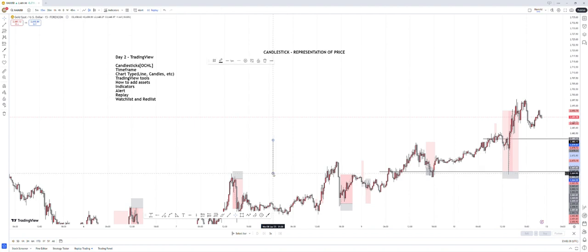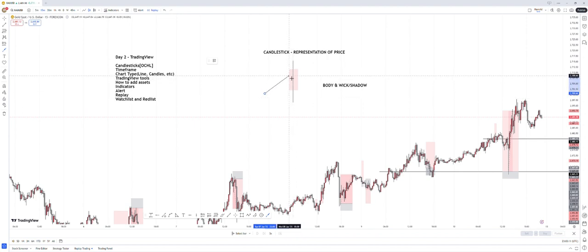The candlestick has two main parts, which are the body and the wick, or shadow. Let me write that down: body and wick or shadow. So this is the wick of the candlestick, and this is basically the body of the candlestick.